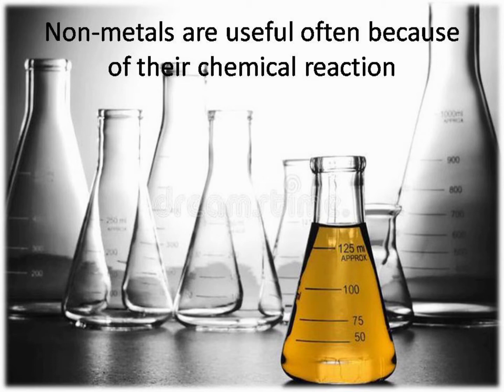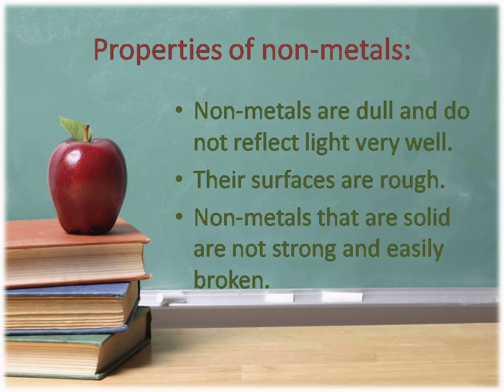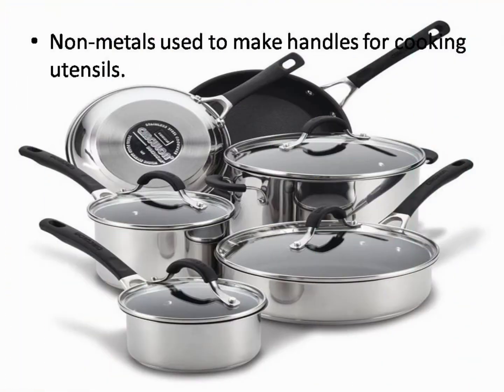So let us now look at the properties shared by non-metals. They are dull and do not reflect light very well. Their surfaces are rough. Non-metals that are solid are not strong and are easily broken. Most non-metals do not conduct heat energy well. For this reason, they are used to make handles for cooking pans and cooking utensils.